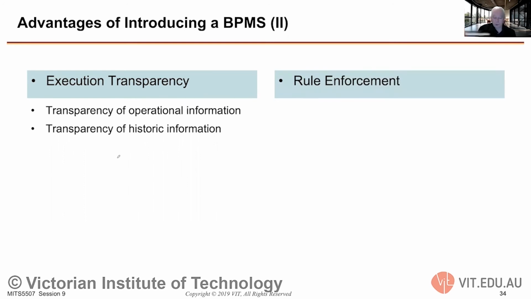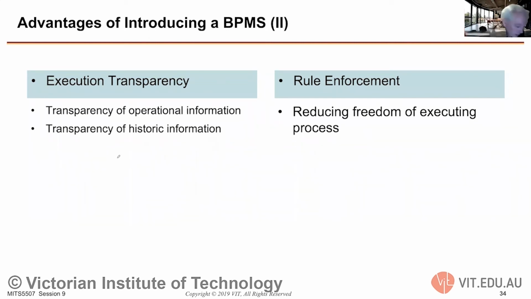Okay, rule enforcement. Remember, an automated business process management system operates according to a strict rule. It operates according to the underlying business process model. So it reduces the freedom for executing process. So if a piece of work arrives in somebody's inbox, then that person has to deal with it. No longer can they bypass it and find different ways around doing something.